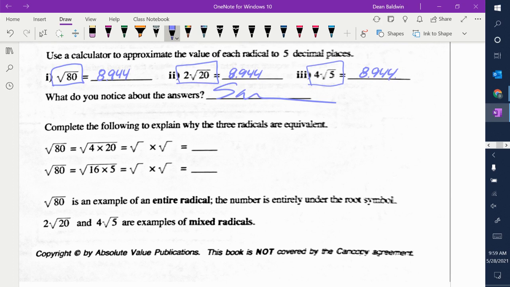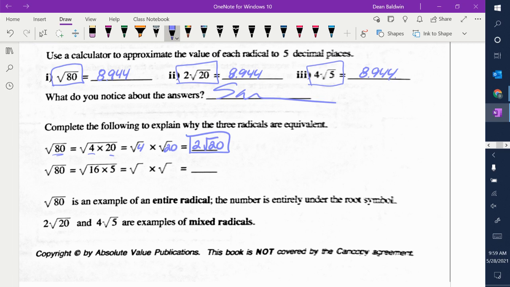So this is now where we get into simplifying radicals. I can take 80 and rewrite it as 4 times 20. And we just learned the rule that if you have two numbers under a radical sign, you can break it up into two separate radicals. So this can become root 4 times root 20. What's the square root of 4? 2. So you get 2 times the root of 20. That's where that one comes from.